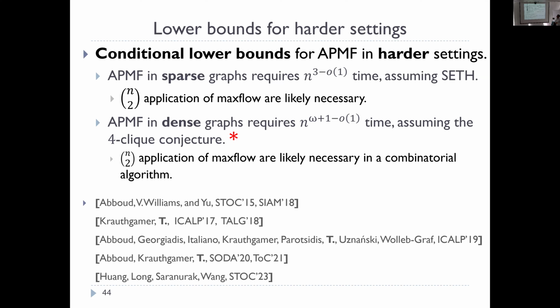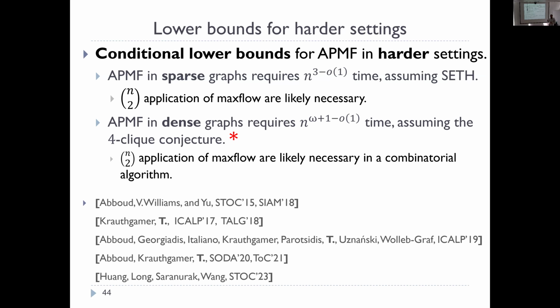And what we showed, for example, for directed graphs with edge capacities, we showed that the naive algorithm is likely the best you can hope for, right? So n squared applications of maximum flow, this is what you can do if the graph is sparse. So we show the conditional lower bound of n cubed, assuming this hardness assumption that I mentioned before, the SCTH. If you assume that solving SAT requires 2 to the n time, then solving all pairs maximum flow in this setting is difficult.